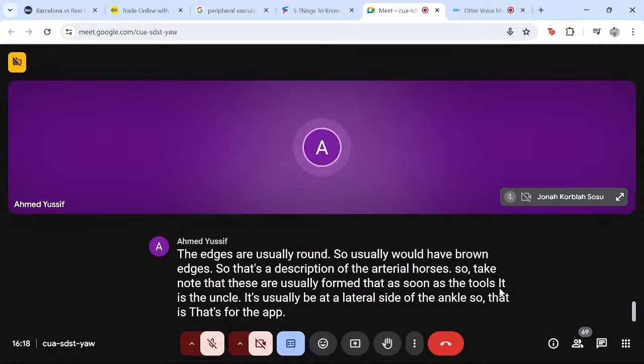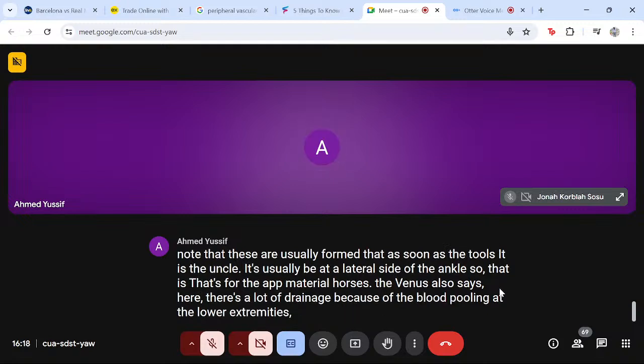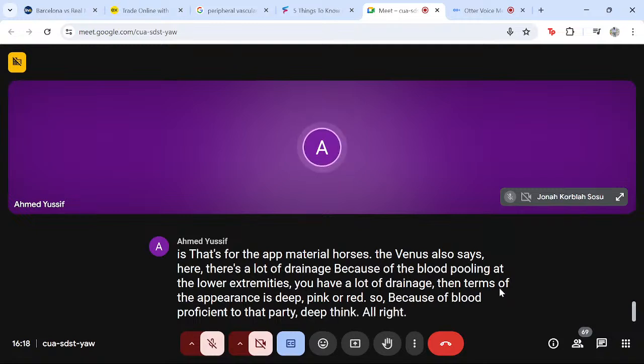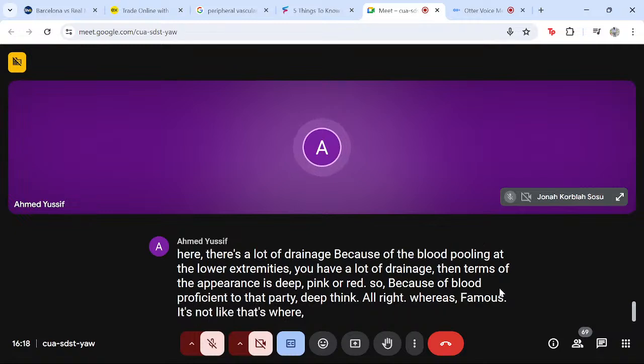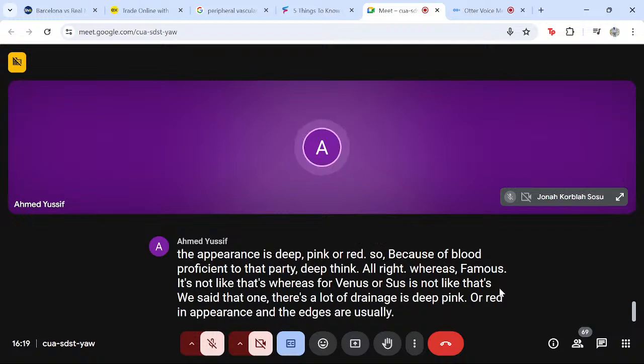for the arterial ulcers. The venous ulcers, here there's a lot of drainage because of the blood pooling at the lower extremities. You have a lot of drainage. Then, in terms of the appearance, it's deep pink or red. So, because of blood perfusion to that part, it's deep pink or red. Whereas for arterial ulcers, it's not like that. We said that one, there's a lot of drainage, it's deep pink or red in appearance, and the edges are usually irregular, unlike arterial ulcers where the edges are round.